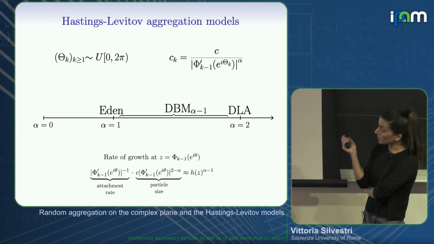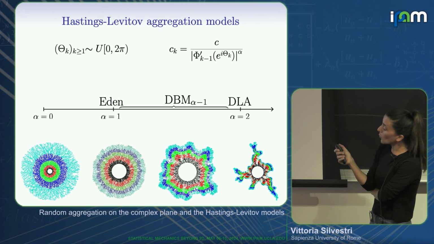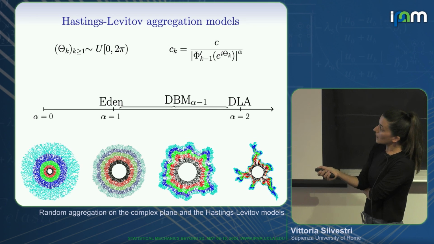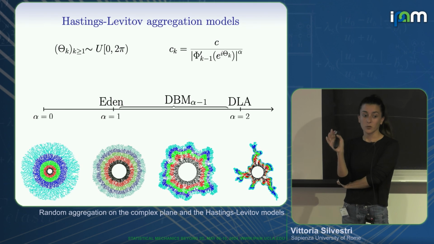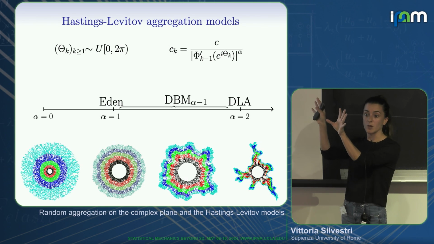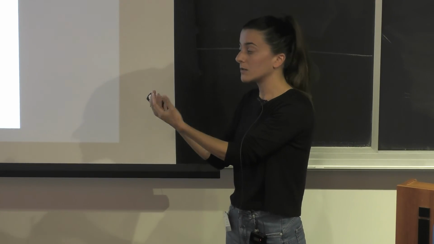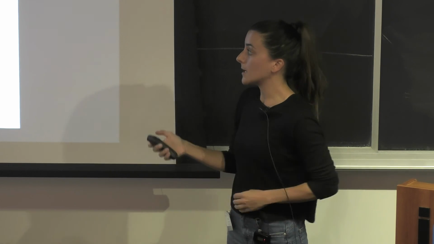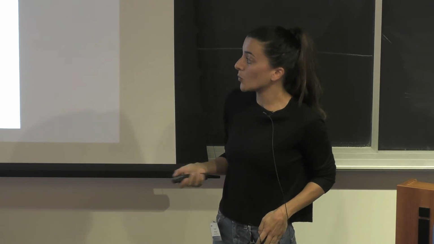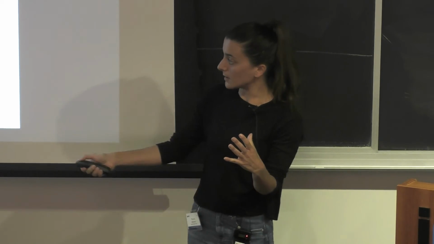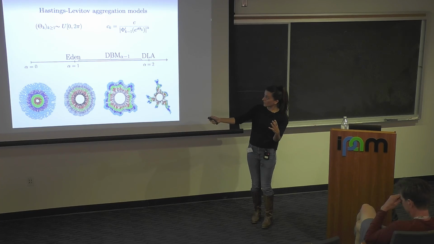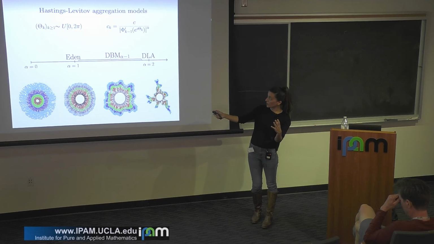OK, so this is the definition of the models. And what do you expect? Well, when you grow according to a negative power of the harmonic measure, things should be nice. Because if you try to grow arms, regions which have high harmonic measure, their growth will be slowed down. And if you try to leave fjords, their growth will be sped up. And so you expect nicely looking clusters with deterministic shape and microscopic fluctuations. And this is a simulation of the alpha equals 0 case, in which this factor is just not there.